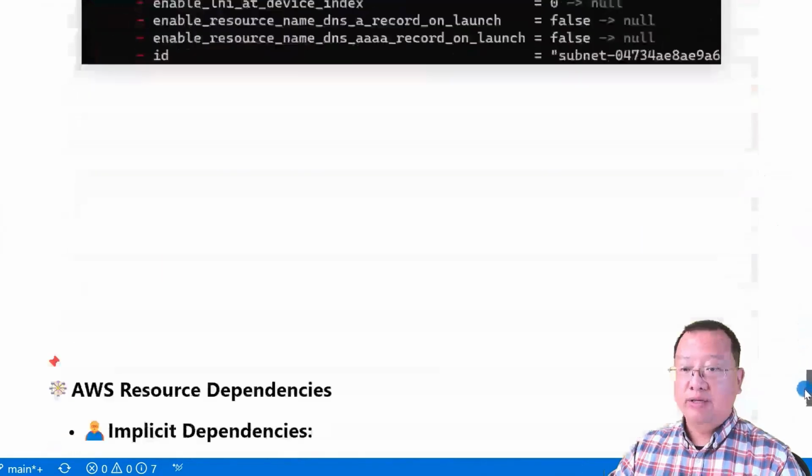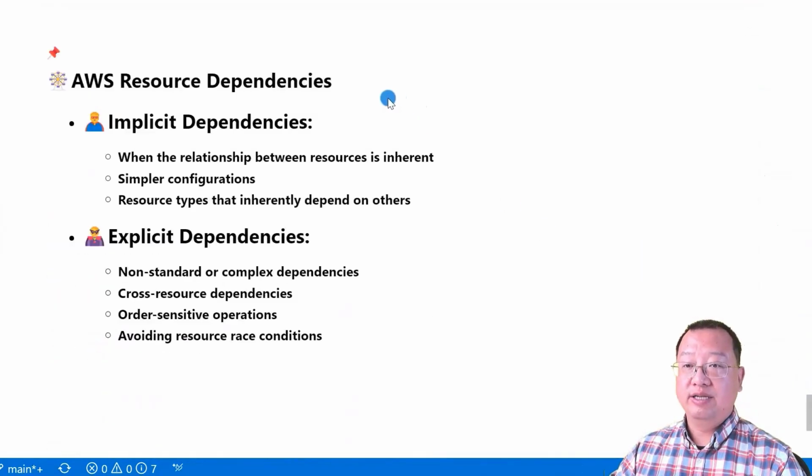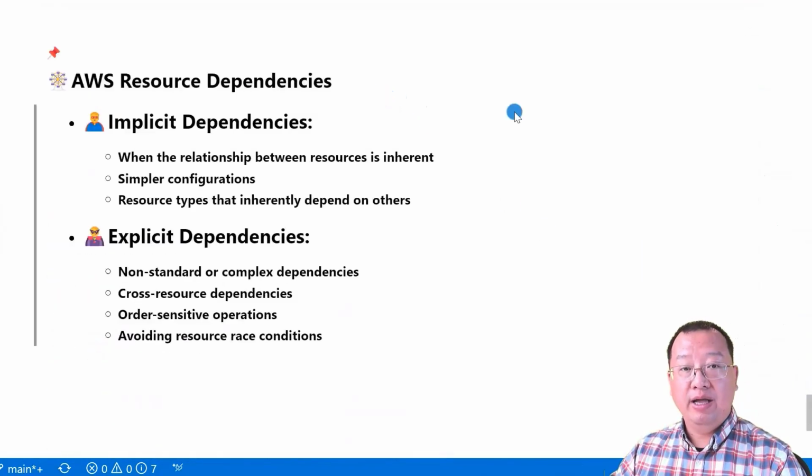The last topic is AWS Resource Dependencies. Terraform can handle AWS Resource Dependencies implicitly, so you don't have to worry about managing them manually. That's all for today's video.